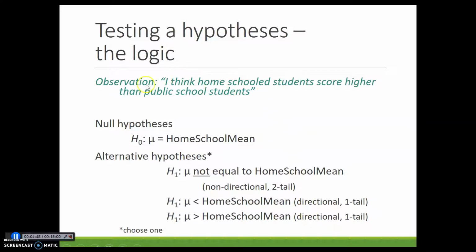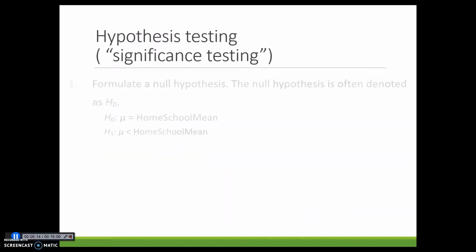Now, according to my observation and my research question, I'm saying that I think homeschoolers are scoring higher, so I'm actually going to have a directional hypothesis here. It's going to be a one-tailed. If my homeschoolers end up scoring significantly lower than my population, than public schools, I'm not interested in that. That's not helpful. That didn't answer my question. My question is, are they higher? So that gets us through step 1.